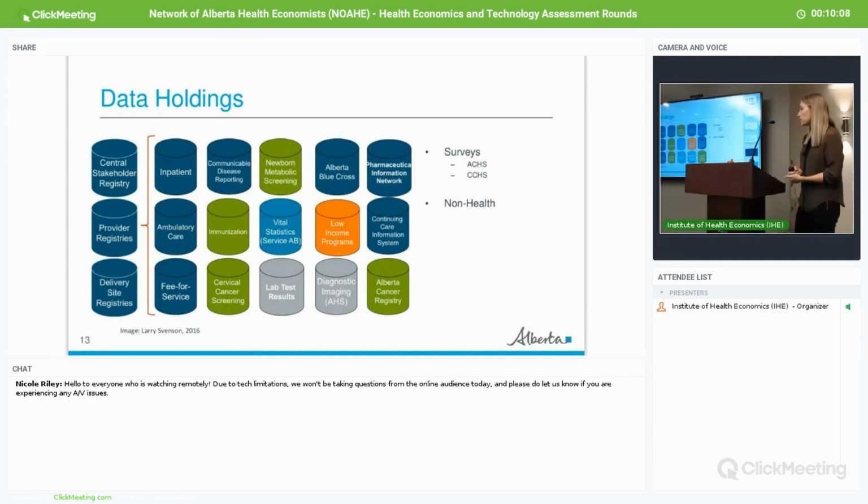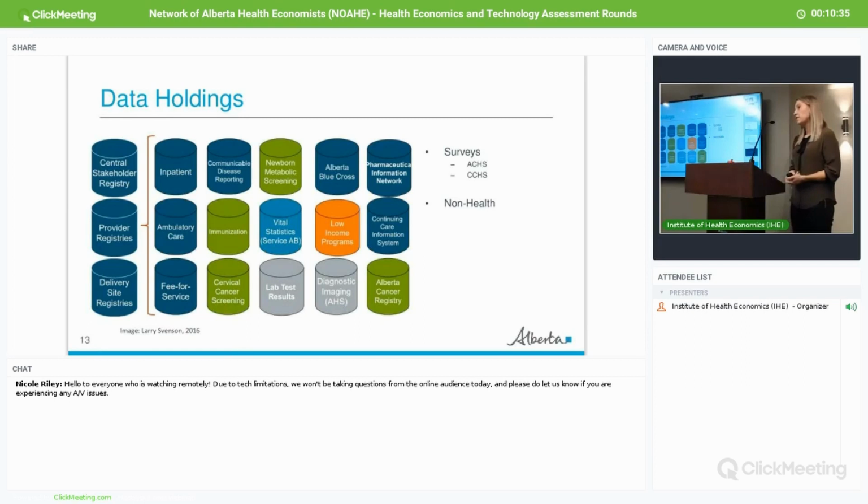Vital statistics information is really important just for knowing who's entered and exited the province. We also have our survey data. So we have the Alberta Community Health Survey that gives us line-level observations where people respond to questions about their current health state. So we have EQ5D responses. We also have information about their health behaviors and preferences in that data. And we have a similar data set from Stats Canada, which is the CCHS. So if respondents consent, we can link that to all of our other data.